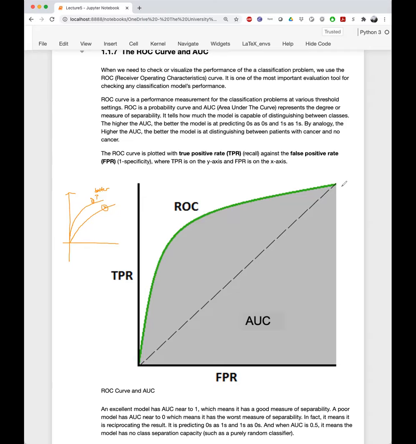You can also see there's a straight line plotted here. What it means is this is the totally random model, which means the model has no predictability. It simply randomly predicts a certain case is 0 or 1. So it's a purely random classifier.